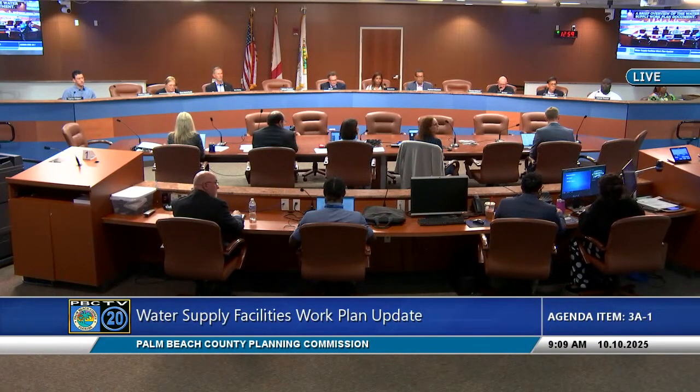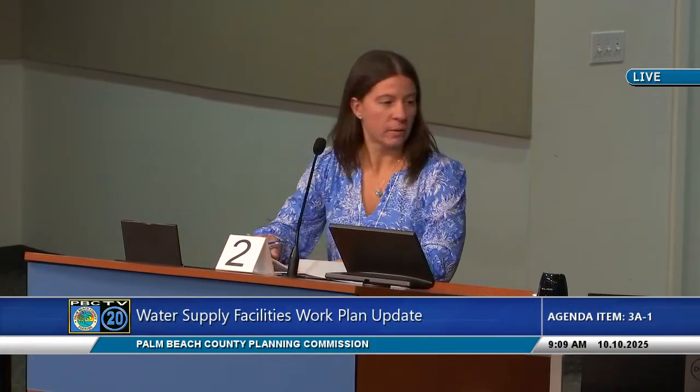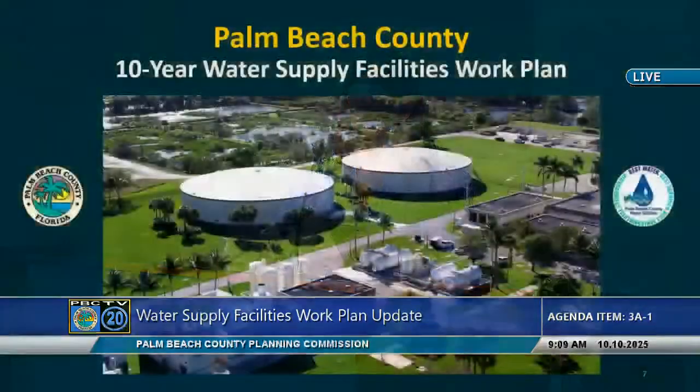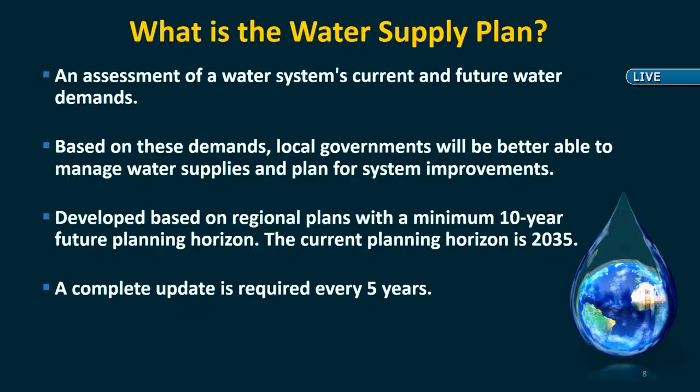Good morning, Kristen Burnson, Deputy Director of Palm Beach County Water Utilities, and with me is Diana Pelk, our Environmental Programs Supervisor. We're going to present on our 10-year water supply facilities work plan. Next slide, please. So what is a water supply plan? It evaluates the projected water demands and available potential sources of water to meet demands over a 10-year period. Based on these demands, local governments will better be able to manage water supplies and better plan for water supply system improvements. The plan is updated every 5 years in accordance with Section 373.709 of the Florida statutes, and our current plan horizon will bring us out to 2035.